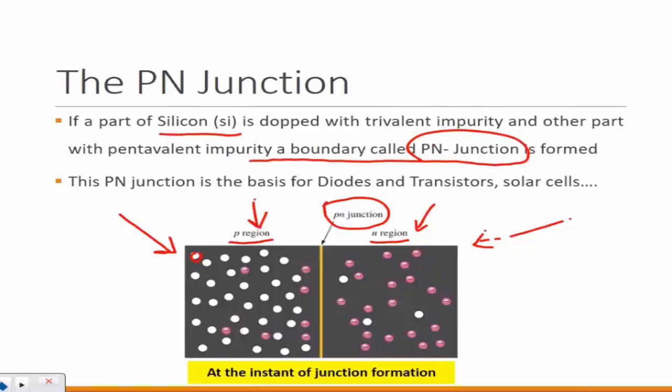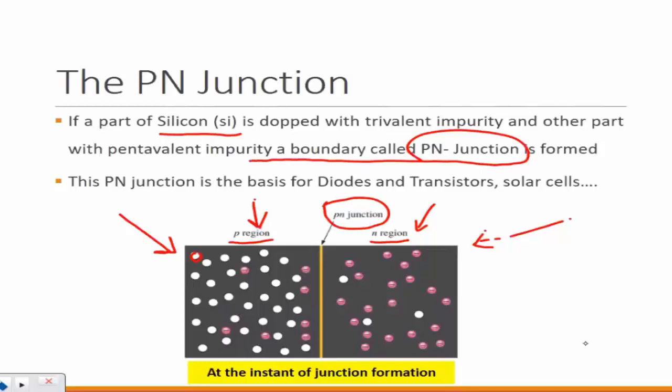And this p-n junction is the base for everything. If you have one p-n junction, two p-n junctions, it doesn't matter. A p-n junction always behaves as a p-n junction. But depending on how many you have, and in what order, you have various devices, such as diodes and transistors. You have solar cells for converting light energy into electrical energy. So the basis for all of those is a p-n junction.